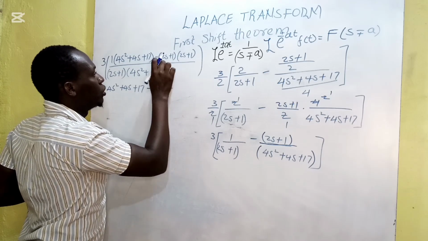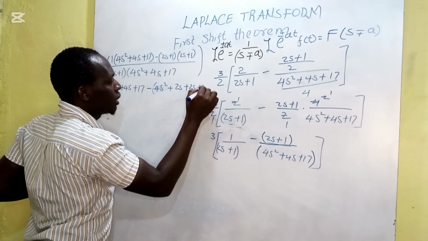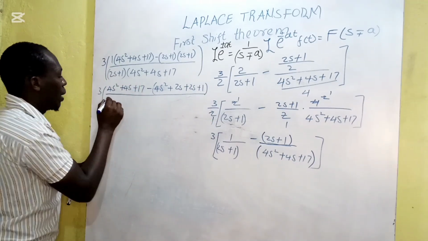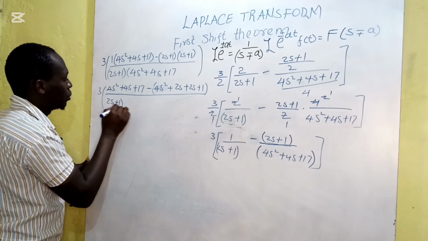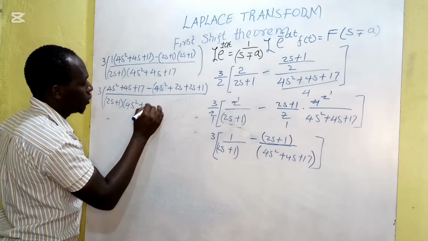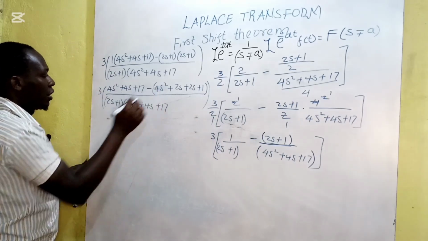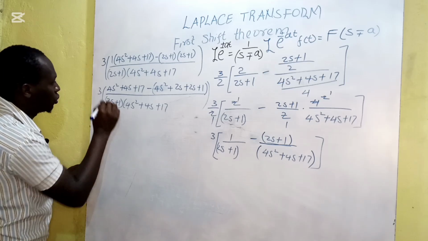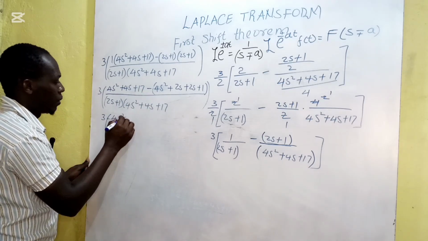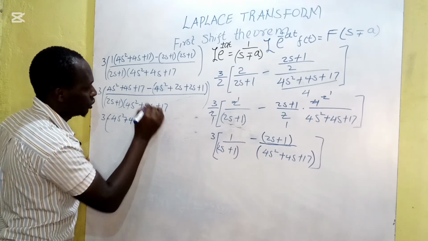We add to 2 as we add to 1, all over our denominator 2 as we add to 1 into 4s squared we add to 4 as we add to 17. Here we are going to have 3 into 4s squared, we add to 4 as we add to 17.